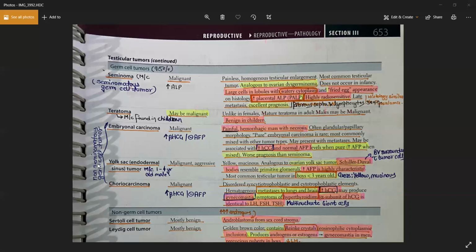Then you have the yolk sac, or you can say the endodermal sinus tumor, which is seen again in children. Just like in the females, you will see the Schiller-Duval bodies or the glomeruloid bodies. This tumor, again, just like in the females, will release the alpha fetoprotein. So if it is a pure yolk sac tumor, you will have only the alpha fetoprotein level rise. If you have a mixed tumor, you will have both the alpha fetoprotein as well as the HCG level rise.